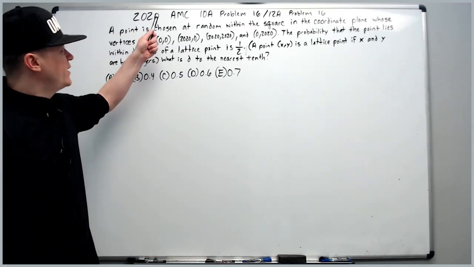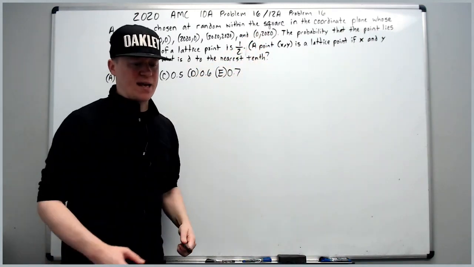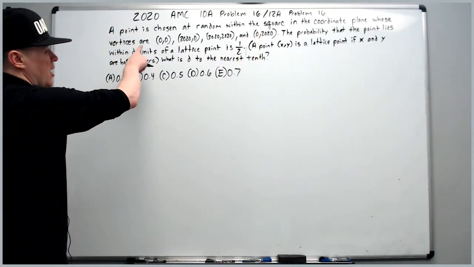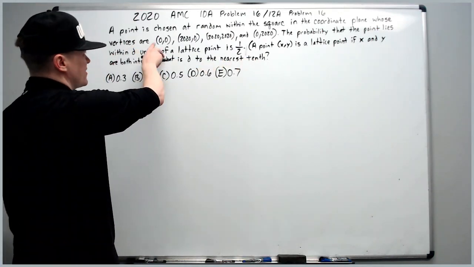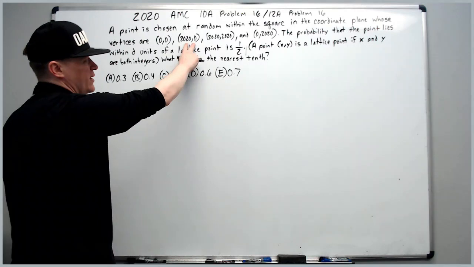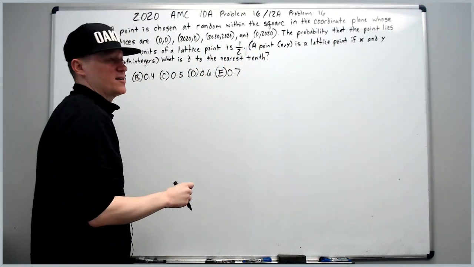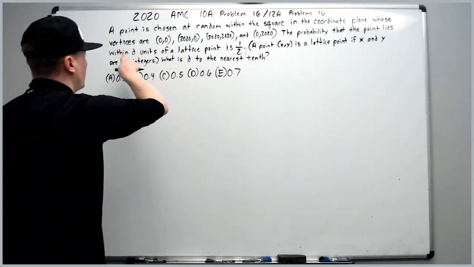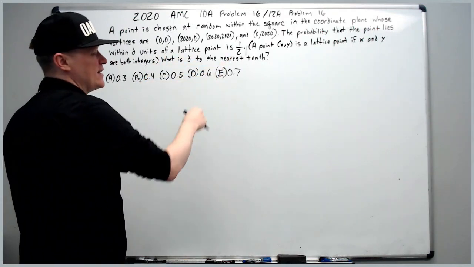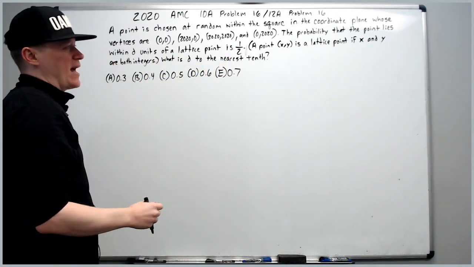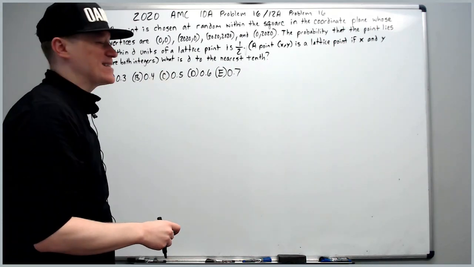Okay, for the 2020 10A problem 16, which was also the 12A problem 16. A point is chosen at random from within the square in the coordinate plane whose vertices are (0, 0), (2020, 0), (2020, 2020), and (0, 2020). That's a lot of 20s. The probability that the point lies within d units of a lattice point is 1/2. A point (x, y) is a lattice point if x and y are both integers. What is d to the nearest tenth?